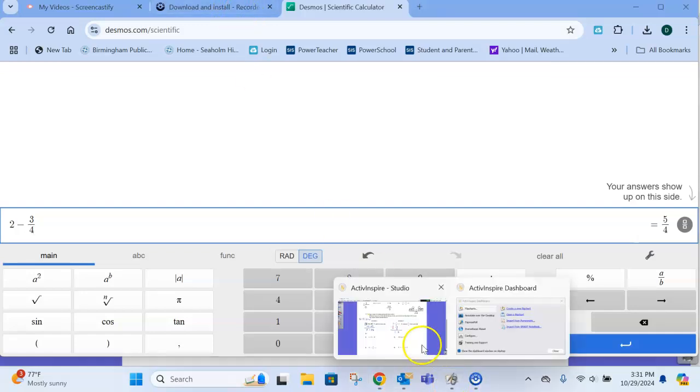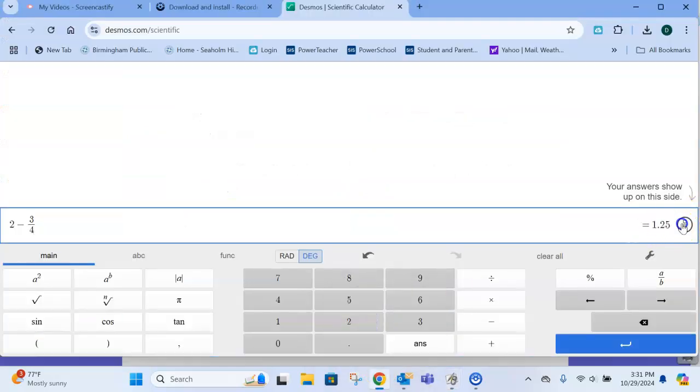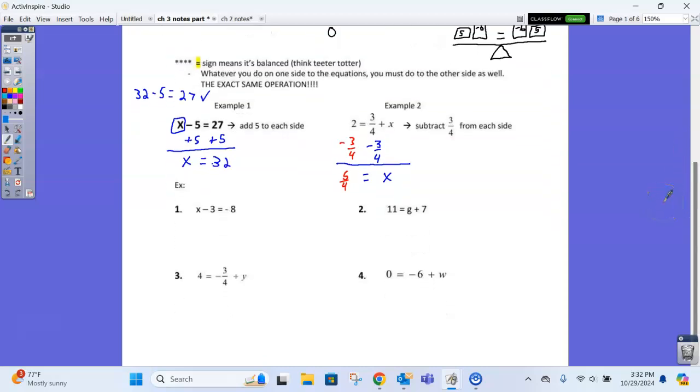I get 1.25 or 5/4. So if I go back to my problem, I get 5/4. Or again, if you wanted to use it as a decimal, we know that we can go back here and call it 1.25. All right, so we have some practice problems here, and again, these are all single step equations. If this makes sense to you, go ahead and pause and try these problems on your own. But I'm going to go ahead and run through them here.